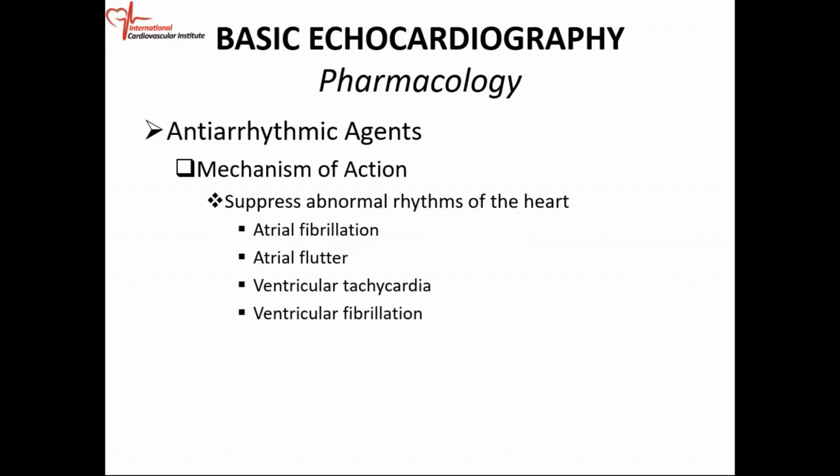So we're going to discuss antiarrhythmics now. Remember, arrhythmia is an abnormal rhythm, okay? And when we did ECG, EKG, we went over a number of abnormal rhythms. So we have medications to suppress these abnormal rhythms. We call these medications antiarrhythmic agents. So the mechanism of action. We have antiarrhythmic agents to suppress atrial fibrillation, atrial flutter, ventricular tachycardia, and ventricular fibrillation, because these are probably some of the most dangerous arrhythmias.